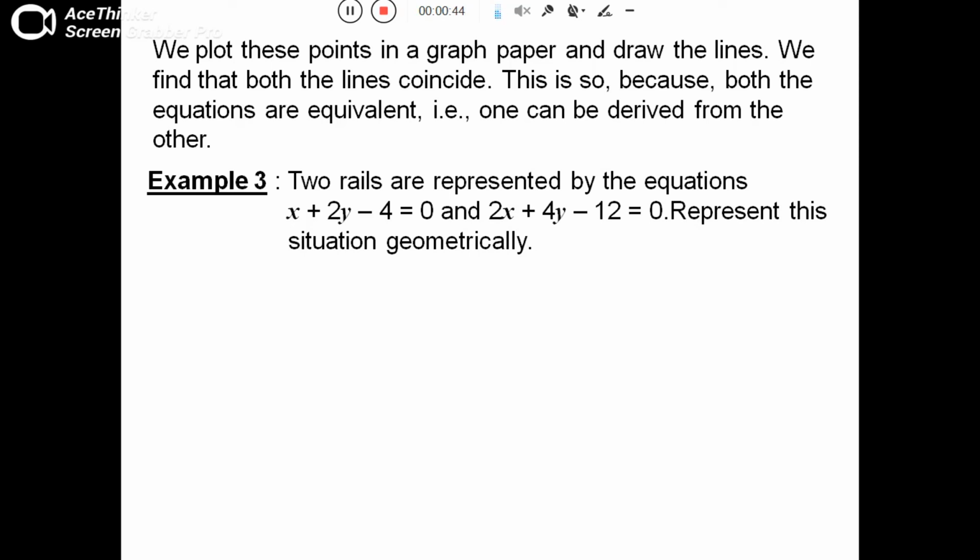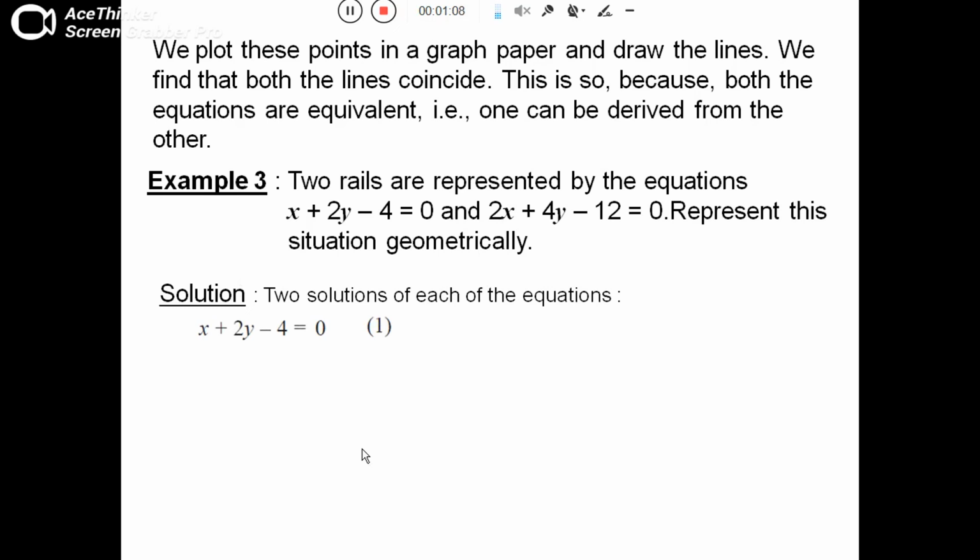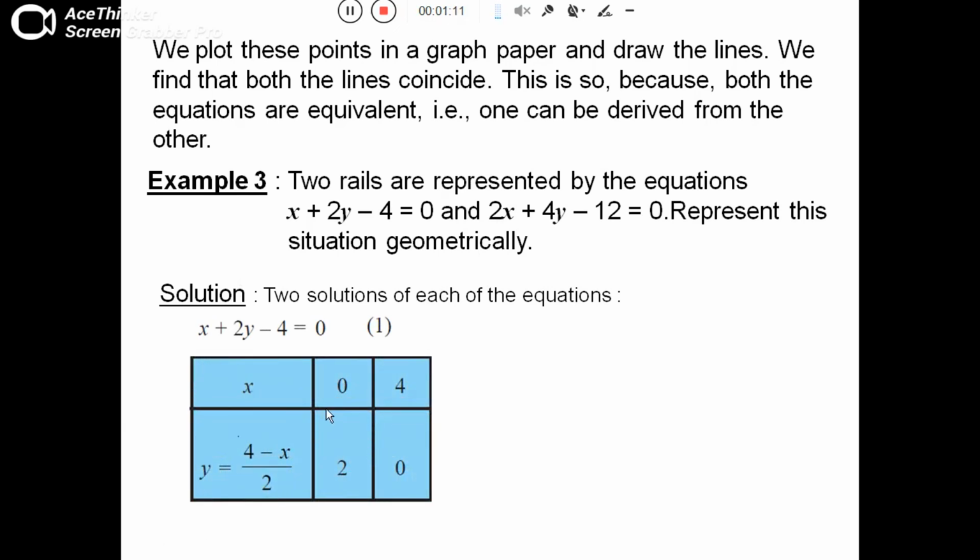To find the figure of these equations, we need to find at least two solutions of each equation. The first equation is x + 2y - 4 = 0, equation number 1. Find the solutions with the help of the table. If x = 0, you will get y = 2. If x = 4, we will get y = 0. So there are two solutions of this: the points are (0, 2) and (4, 0).